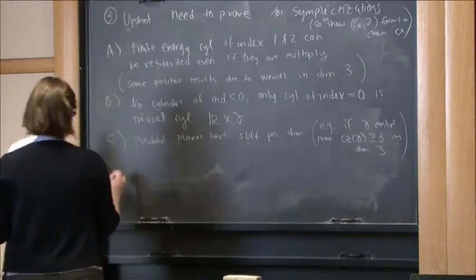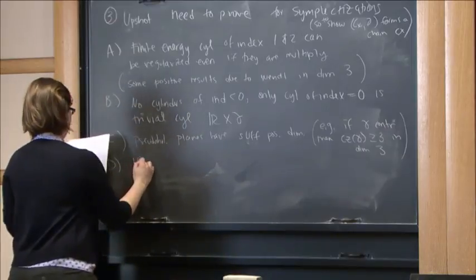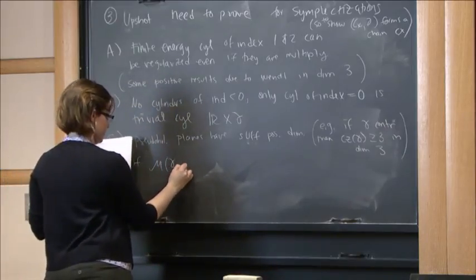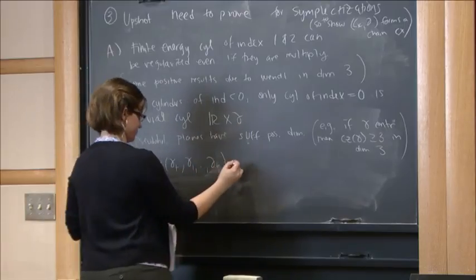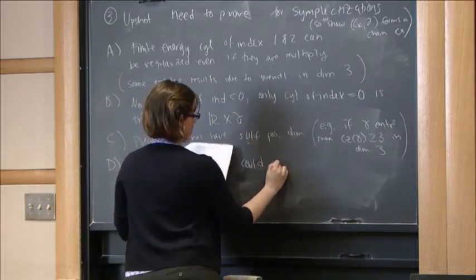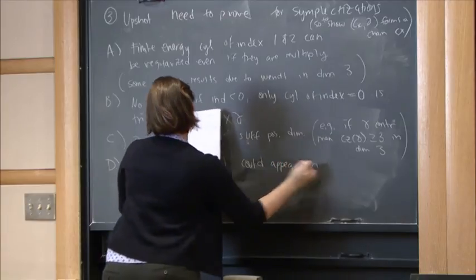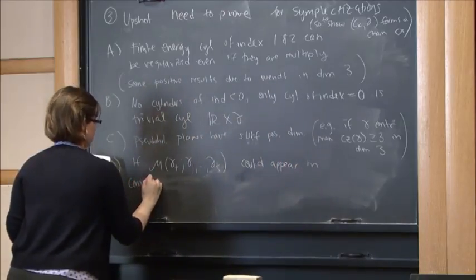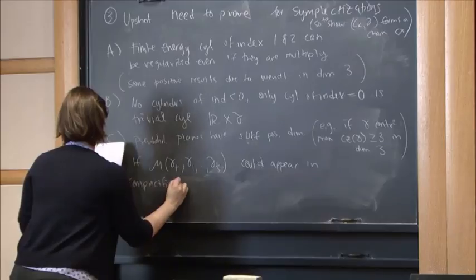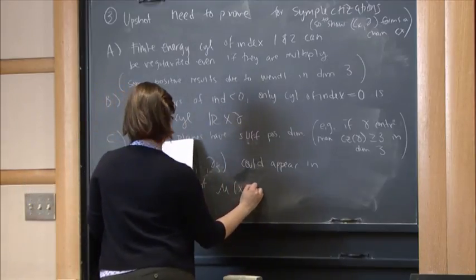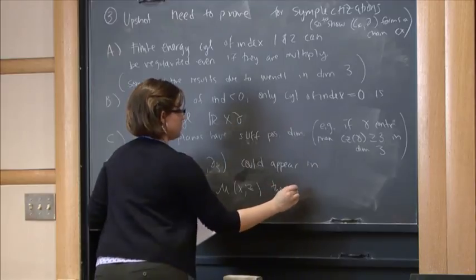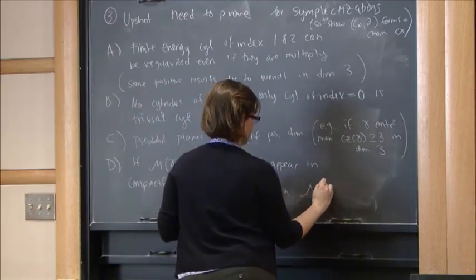Okay, and then finally D, if one of these pairs of pants with an arbitrary number of negative ends could appear in the compactification of the moduli space, then this moduli space is actually empty.